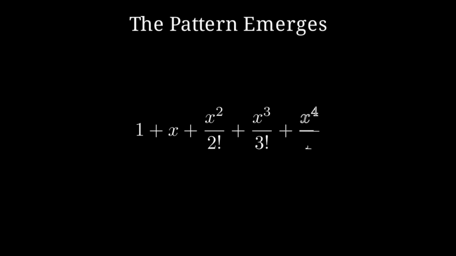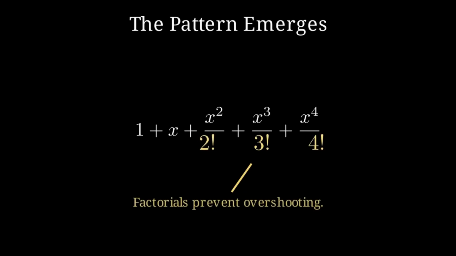Each subsequent term adds a higher power of x divided by its corresponding factorial. These factorials grow very quickly, which ensures that higher-order terms become smaller and smaller, allowing the series to converge toward the true value of the function.